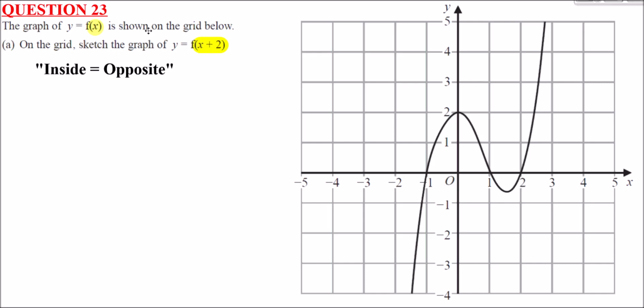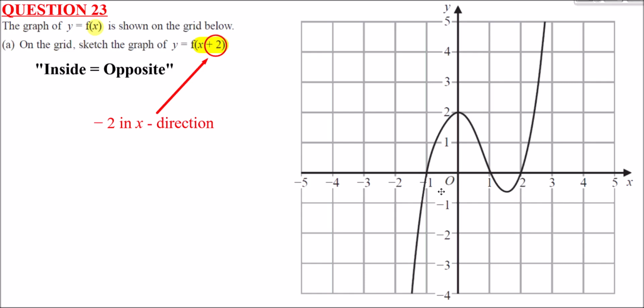So here the change is just x to x plus 2. So this plus 2 is the change. Common sense would probably tell you, well, we're just going to add 2 to the x coordinates. That's what it looks like. Whereas actually what happens is the x coordinates move backwards by 2 units. So this plus 2 is actually going to have the effect of moving negative 2 in the x direction. So this point here will move 2 back to here. That minimum will move 2 back to here, and so on.